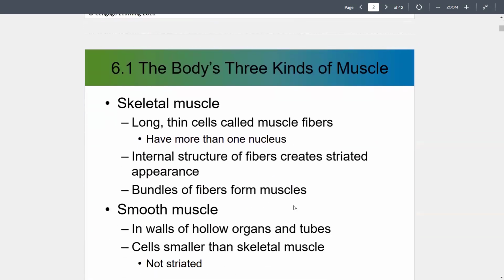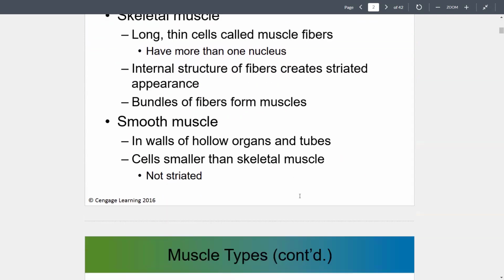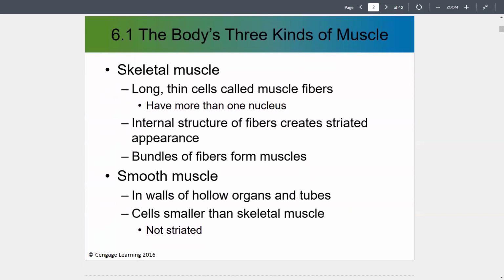So this starts out showing you the different types of muscle. There are three types of muscle: skeletal, smooth, and then cardiac. Skeletal muscle is the muscle we all think of when we think of the muscular system. They have a striated or striped appearance that I'll show you later, and they move our bones. So every muscle that you're probably thinking of, other than the heart, is skeletal muscle.